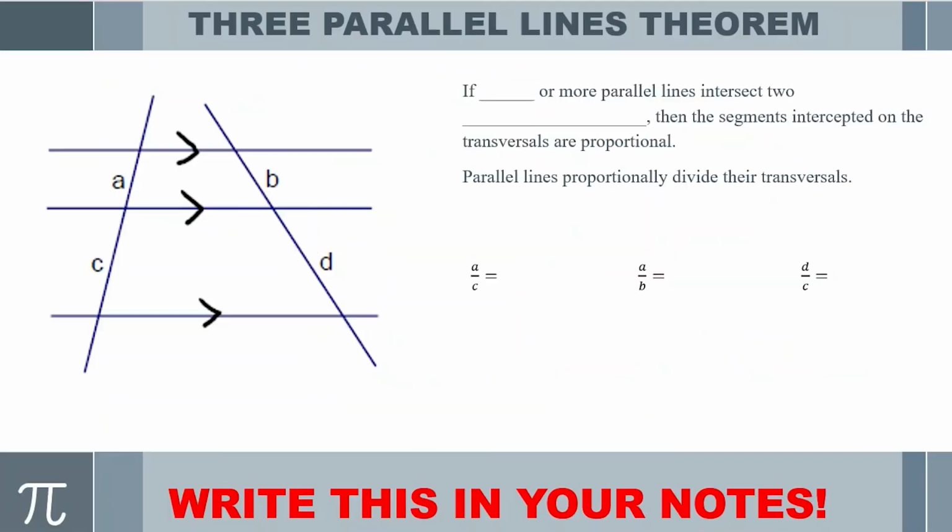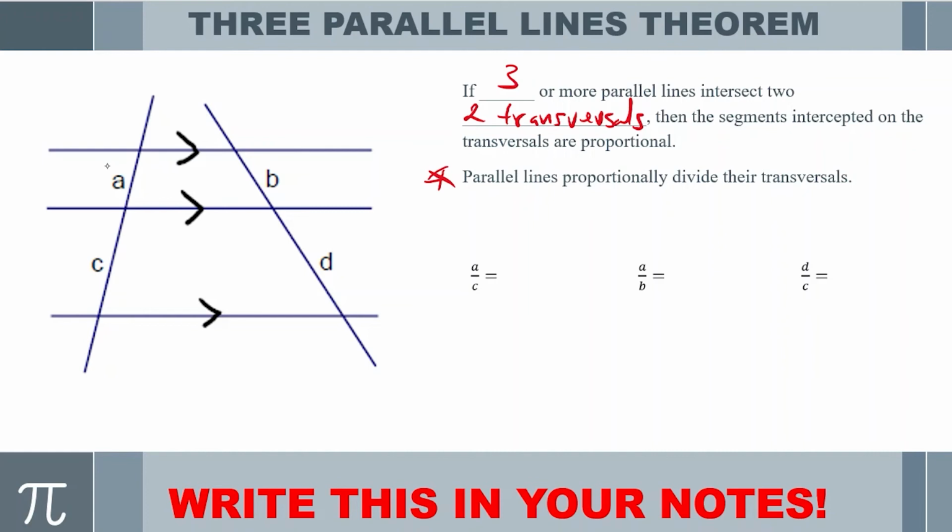Okay, so this is given the name 3 parallel lines theorem. At least that's one name that people call it. So if 3 or more parallel lines intersect 2 transversals, write this in your notes, then the segments intercepted, okay, that's the A, B, C, D are the segments intercepted by those parallel lines, then the segments intercepted on the transversals are proportional. In other words, parallel lines proportionally divide their transversals.